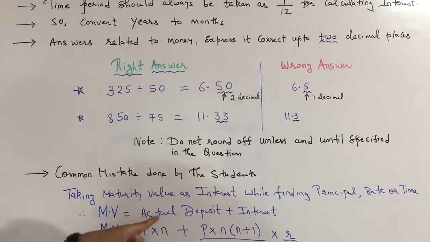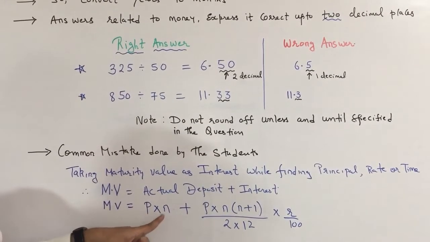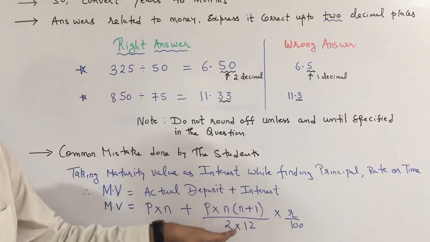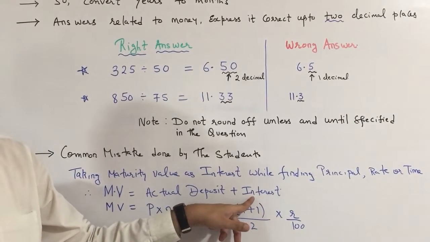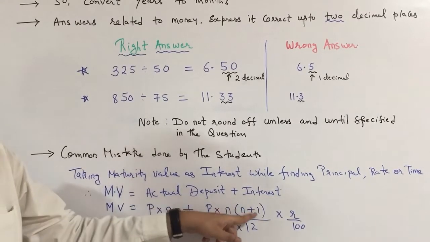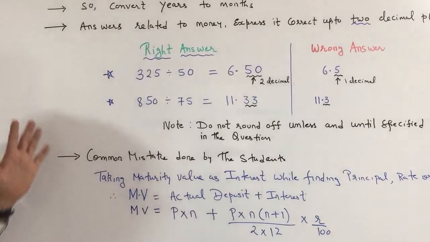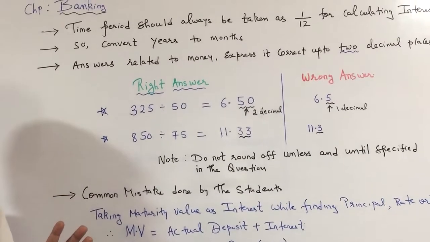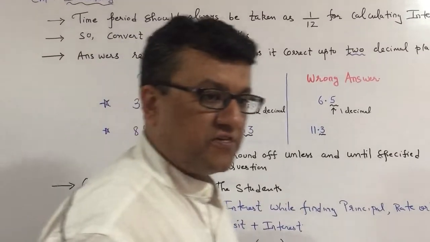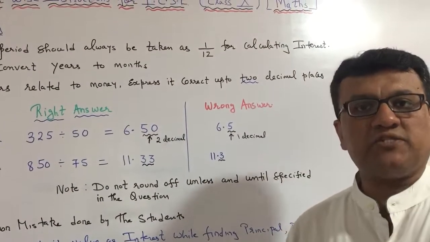So maturity value is actual deposit plus interest. The formula for the actual deposit is P into n, where P is nothing but the monthly principal and n the number of months it is getting deposited, plus P into n(n+1) upon 2 into 1/12 into R by 100, which is the formula for interest. Thus, our maturity value formula turns out to be Pn plus P into n(n+1) upon 2 into 1/12 into R by 100. So these are very basic instructions which I feel our children should be aware of when they deal with banking as a chapter. Likewise, I'll be giving you instructions for further chapters also. We will see now the next chapter, which will be linear inequation. Thank you.